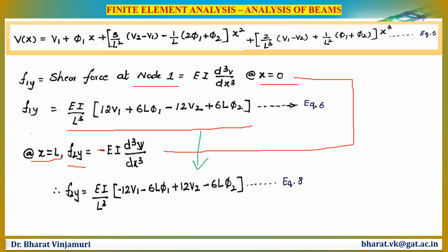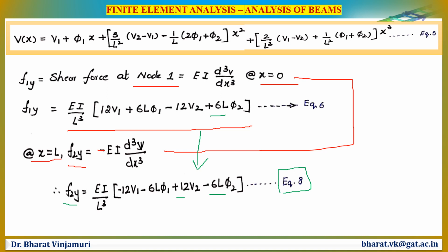EI by L cube is taken directly. Instead of plus 12 v1, we have minus 12 v1. Instead of plus 6L, we have minus 6L. Minus 12 became plus 12, and plus 6L became minus 6L. This is easy compared to the previous case where we substituted and derived. So this ends with equation number 8, which gives the shear force at node number 2.